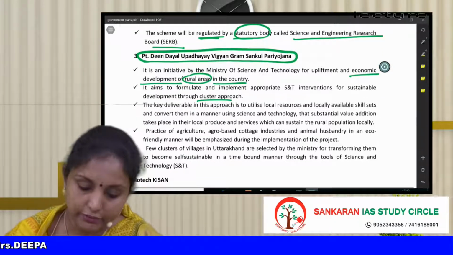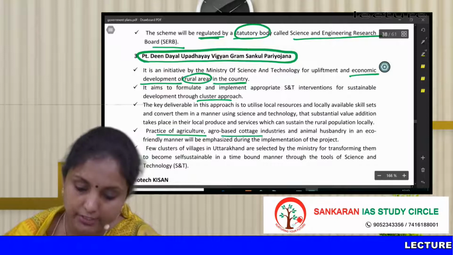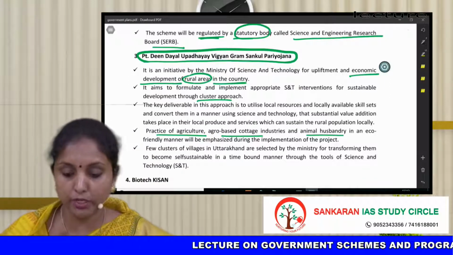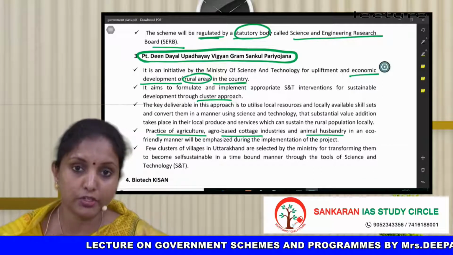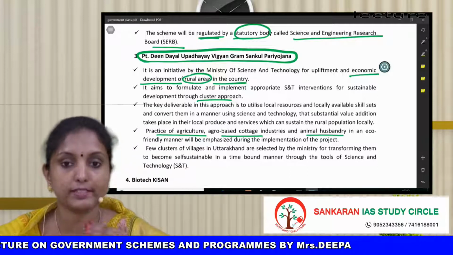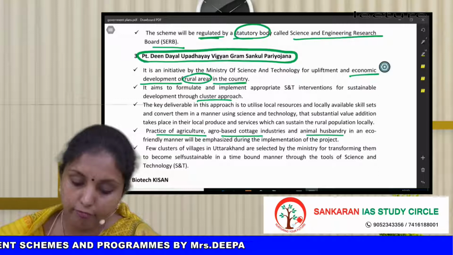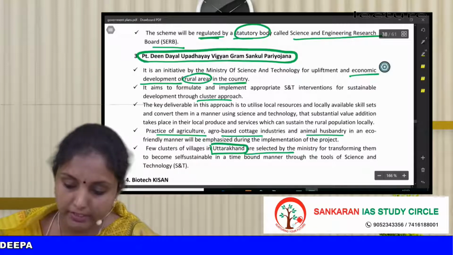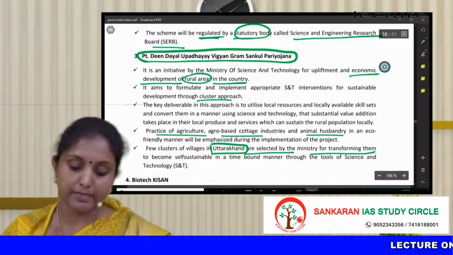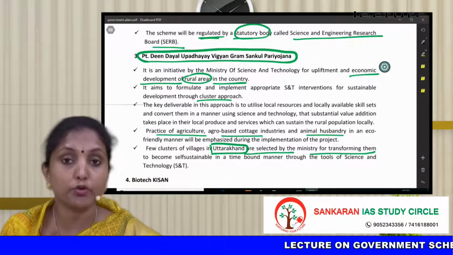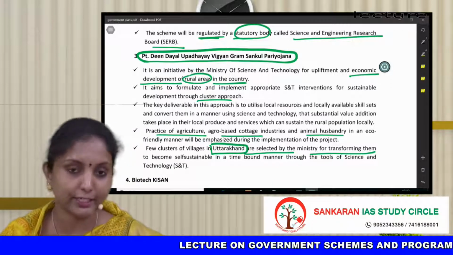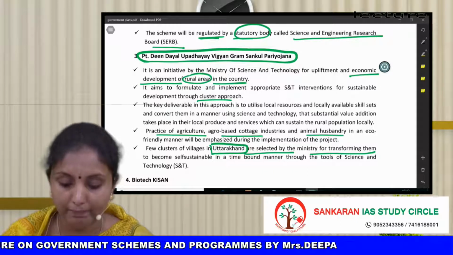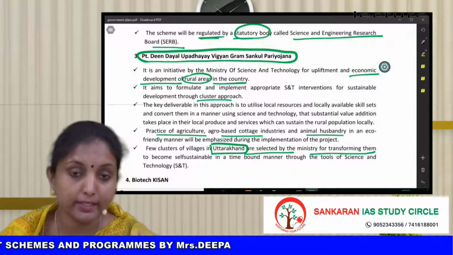So practice of agriculture, agro-based cottage industries, and animal husbandry in an eco-friendly manner will be emphasized, because while implementing the project, they have to look into all these criteria, all these fields. Okay, a few clusters of villages in Uttarakhand, the place is important, are selected by the ministry for transforming them to become self-sustainable in a time-bound manner through the tools of science and technology. The place is important where they want to start the program to experiment with it. So that is in Uttarakhand.